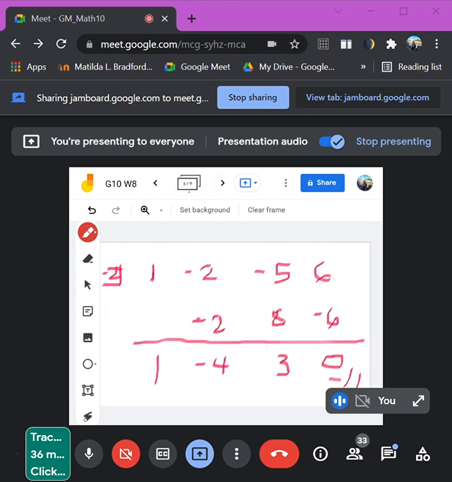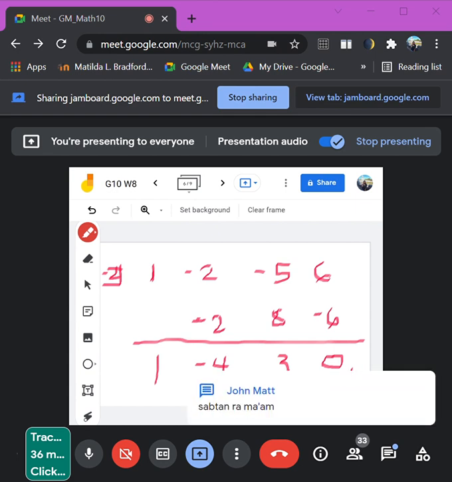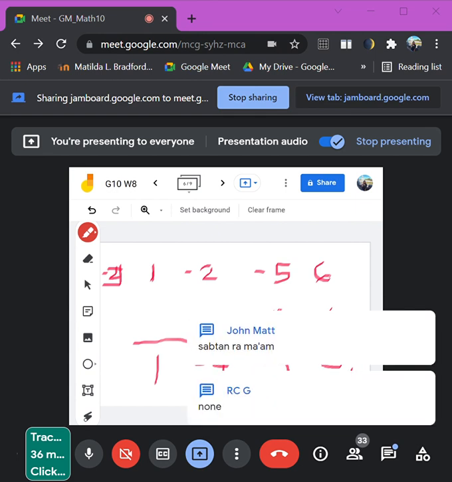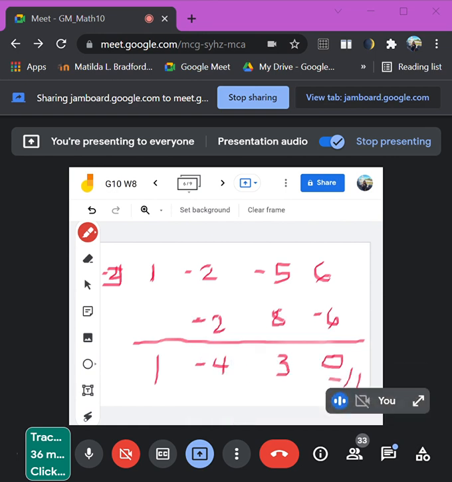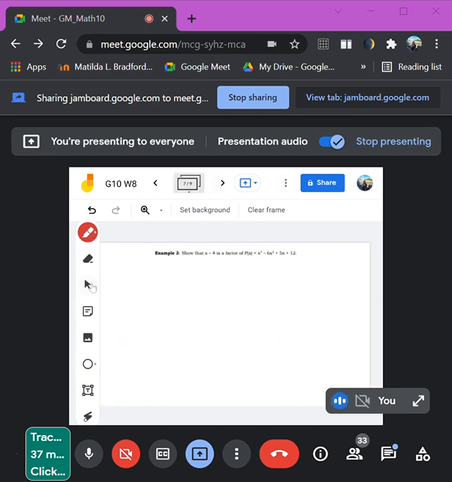Do you understand, class, or are there questions? It is easy to understand, right? Okay, so good job. Now, let's go to our next example. For our next example, I want you to get a paper and solve it individually.